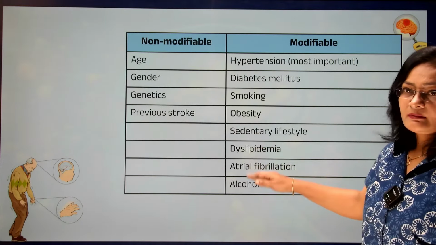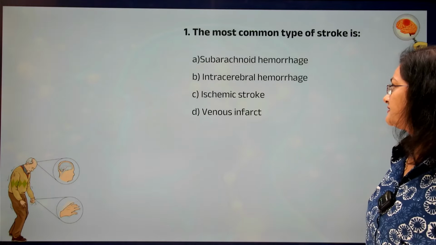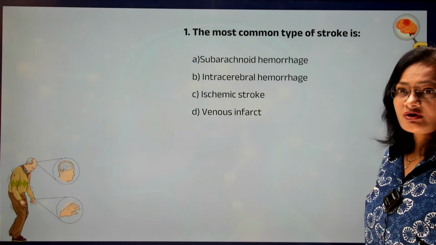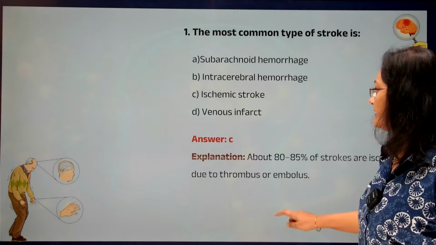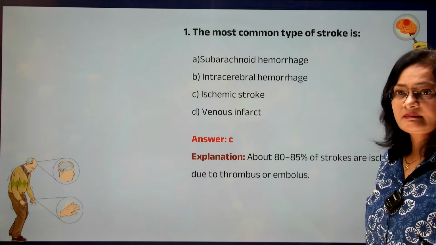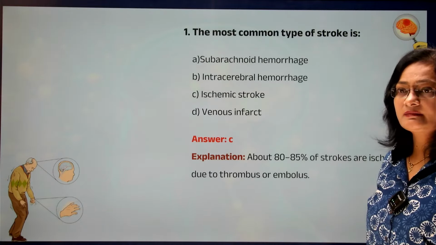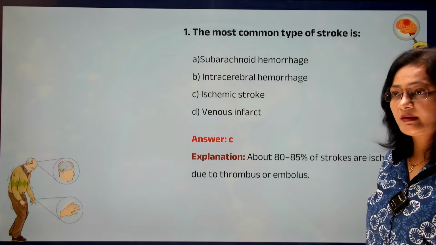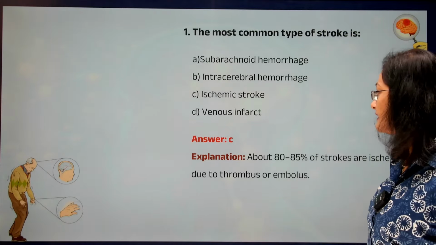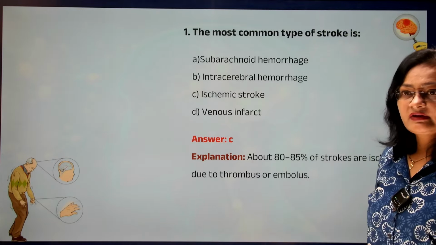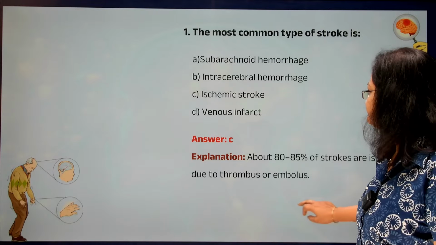Now the first MCQ is the most common type of stroke is, as we have discussed, so our options are subarachnoid hemorrhage, intracerebral hemorrhage, ischemic stroke, and venous infarct. So guess what should be the answer? The answer should be the ischemic stroke. As we have discussed, ischemic is most common. 80 to 85% of the people suffer from the ischemic stroke. So answer will be the answer C.